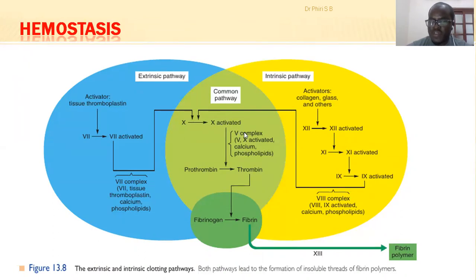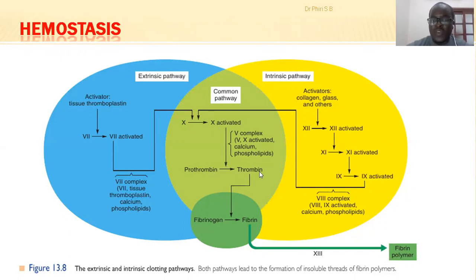This factor 5, it will form factor 5 complex. That will need factor 5, the activated factor 10, and also calcium and phospholipids. So this complex, factor 5 complex, which is made up of factor 5, factor 10, activated, calcium, and phospholipids, is going now to convert prothrombin into thrombin. So this is an enzyme that will convert prothrombin into thrombin.